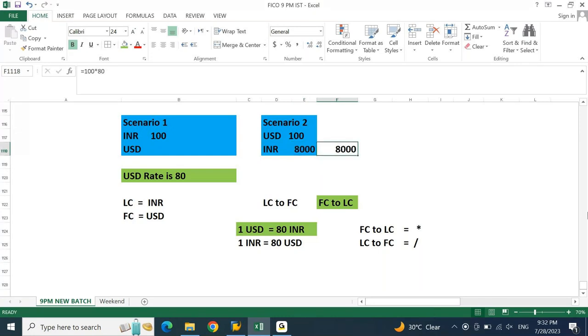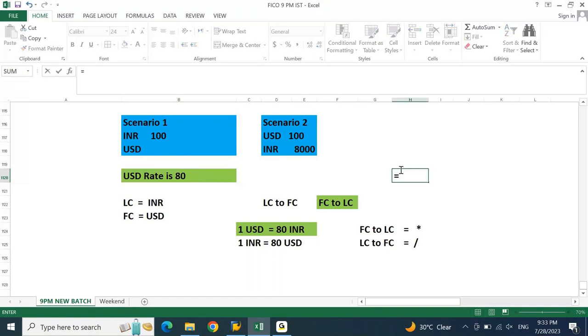Yeah. Now on the other side, this is my INR to dollar. INR to dollar is my local currency to foreign currency. The exchange rate that I know is 80, because everywhere people will tell you 80 only. Nobody will tell 1 divided by 80. So here what I will do is 100 divided by 80. This is 1.25. Is this correct?